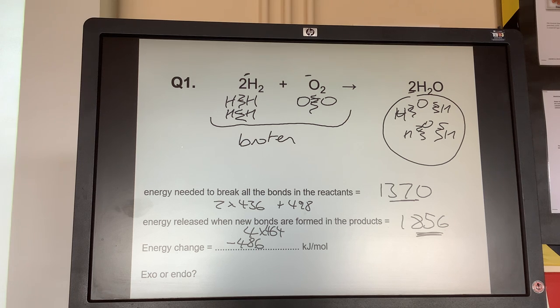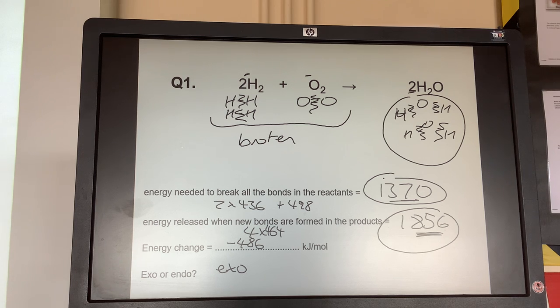Look at that value. Is it exothermic or endothermic? Exothermic. And this explains the idea before about why some reactions are exothermic. More energy was released here, making the new bonds, than was taken in, breaking the original bonds. So that second value is bigger. It released more energy than it took in. So this is an exothermic reaction.